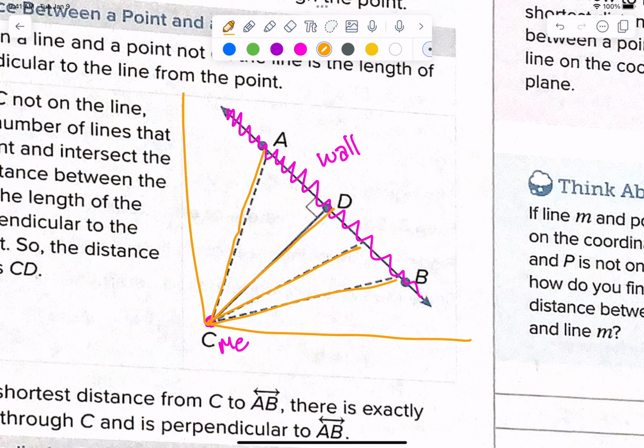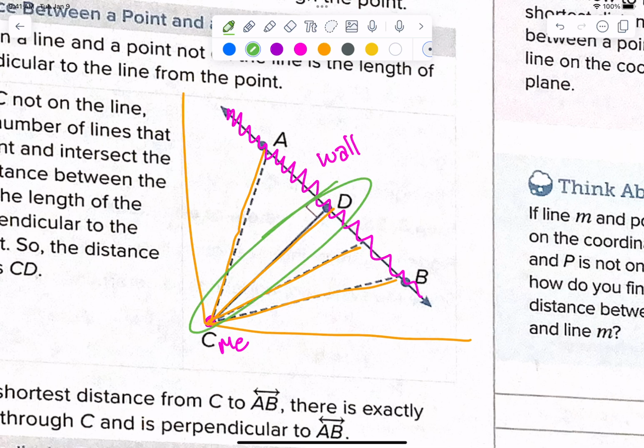Which one do you go off of if I say, how far are you to the wall? The closest one. Yes, the closest one. You're right. Which one is the closest one? C to D. This is going to be the best, most accurate representation of the distance, right?